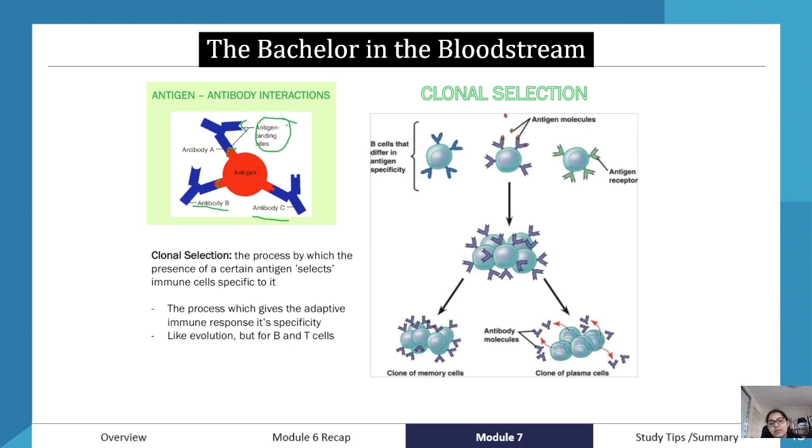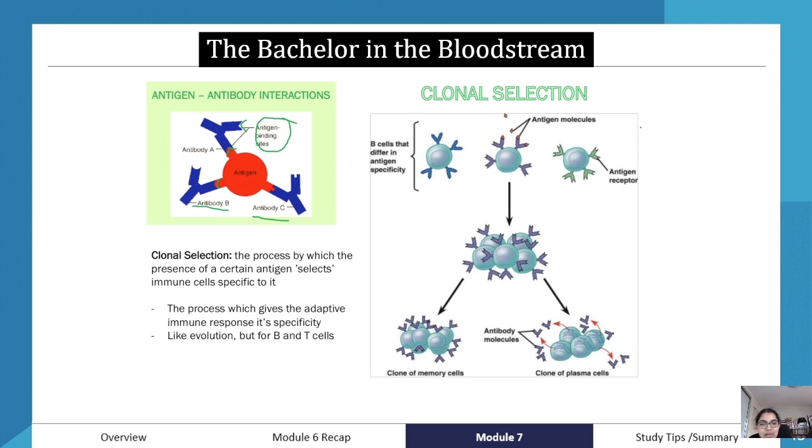So it is the process by which the presence of a certain antigen selects immune cells that are specific to it. So the antibody that is selected for the antigen is going to be specific to the antigen. And this process gives us the adaptive immunity response that is specific to the pathogen. And this is like evolution, but for B and T cells.